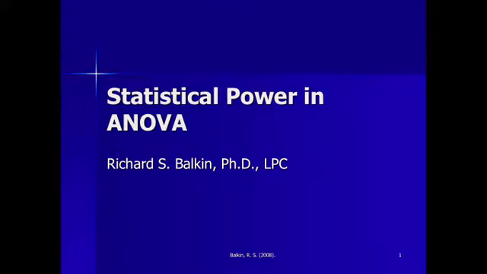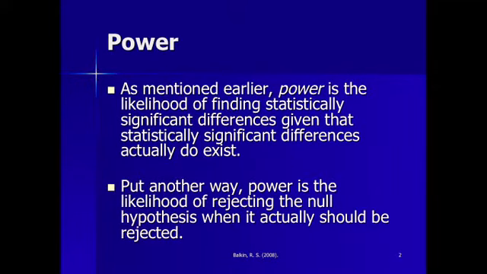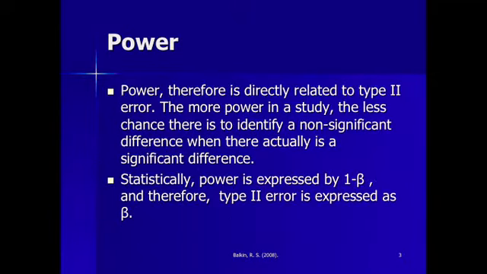Okay, in this lecture we're going to examine statistical power in analysis of variance. As mentioned earlier, power is the likelihood of finding statistically significant differences given that such significant differences actually do exist. Put another way, it's the likelihood of rejecting the null hypothesis when it actually should be rejected. So, power, therefore, is directly related to type 2 error.